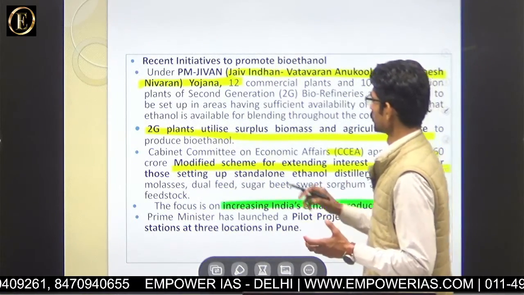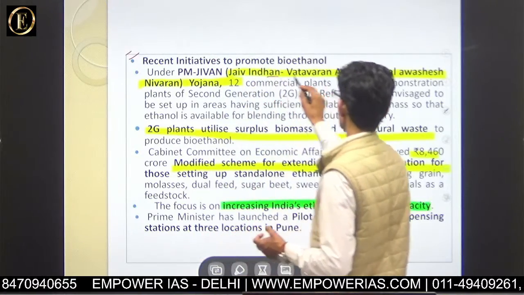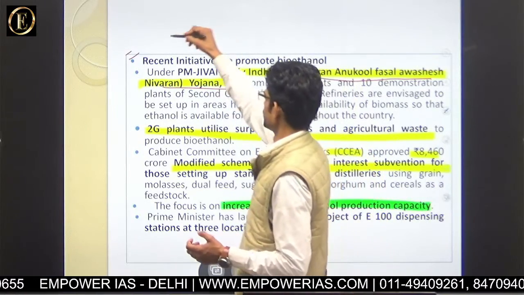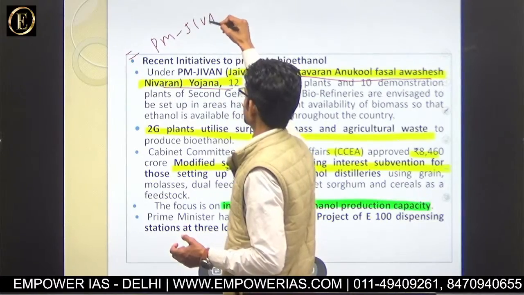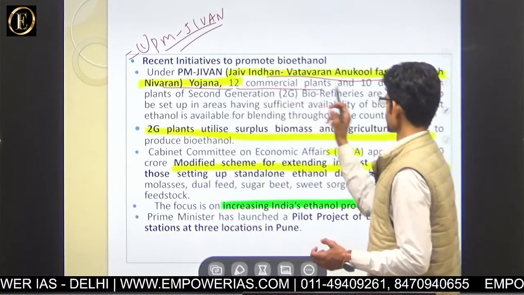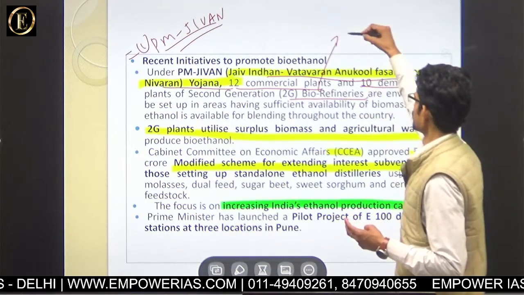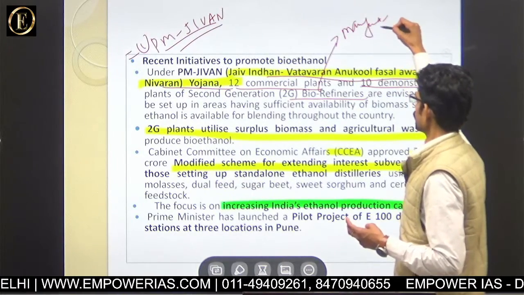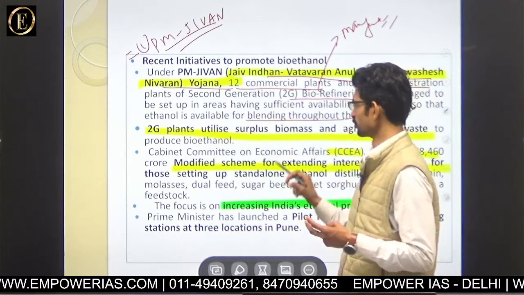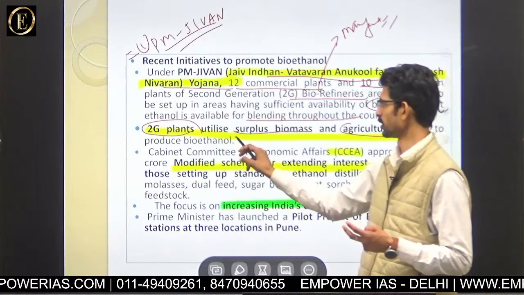So government initiative to produce bioethanol is PM जीवन, that is जैव ईंधन वातावरण अनुकूल फसल अवशेष निवारण योजना. 12 commercial plants under PM जीवन योजना. So PM जीवन योजना को आप याद रखेंगे मित्रों, and it is under 12 commercial plants and 10 demonstration plants for 2G biorefineries which investigates and manufactures the ethanol blended fuels for sufficient energy of biomass and ethanol blending throughout the route. Then 2G plant utilizes the surplus biomass and agriculture waste to produce bioethanol.